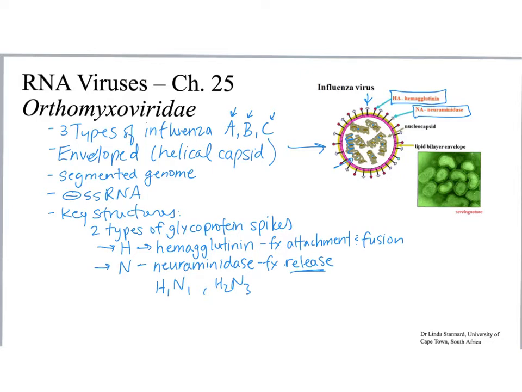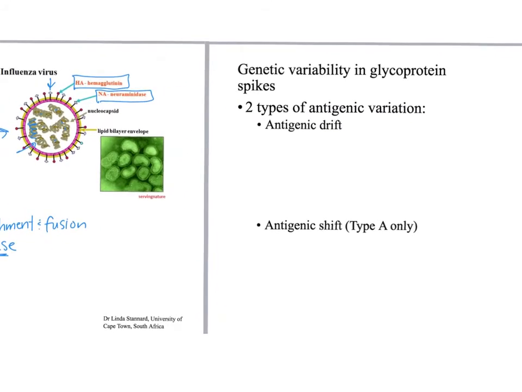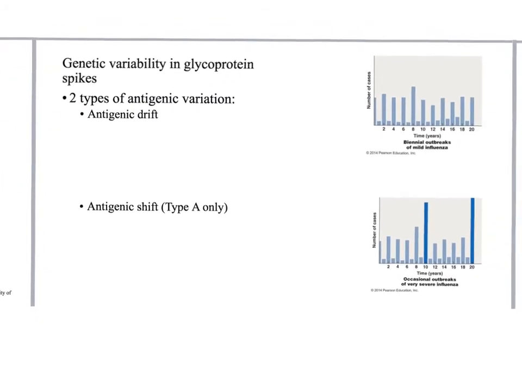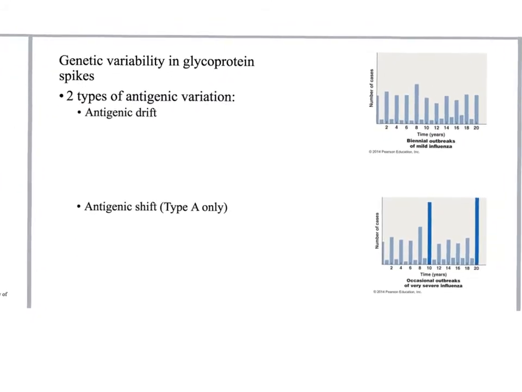So when we make flu vaccines, we try to make vaccines that recognize the different combinations or the different kinds of the spikes. Now, unfortunately, that's not easy because there's a lot of genetic variability in those glycoprotein spikes.